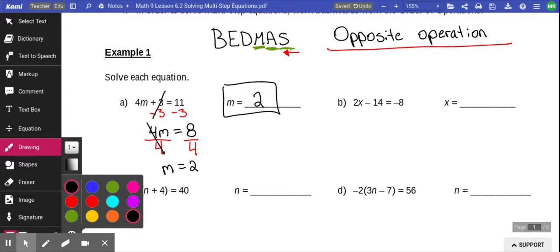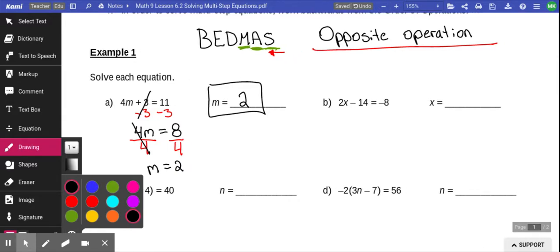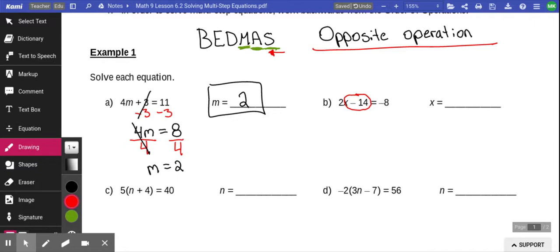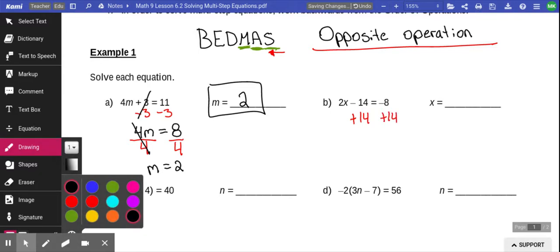Wonderful. If we look at b right next to it, we have the same situation. So we want to solve that equation. That means we want to get x by itself. To do that, I need to move any subtractions or additions first. There is a subtraction next to my x, so I have this subtract 14. The way we move something is by doing opposite operations. So I'm going to add 14 to both sides. Remember, what we do to one side, we do to the other.